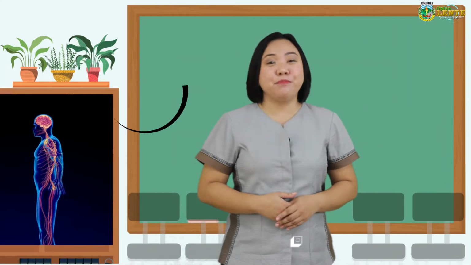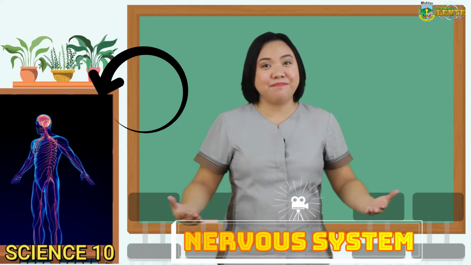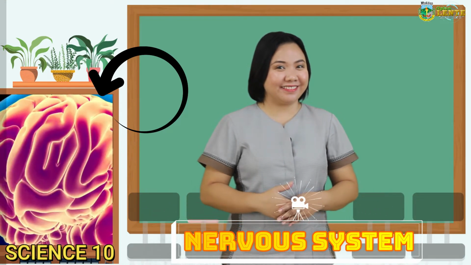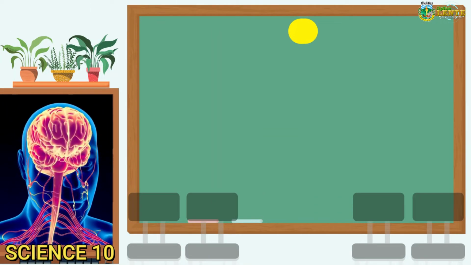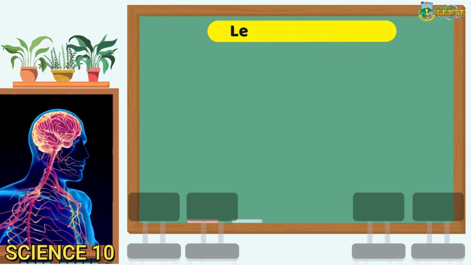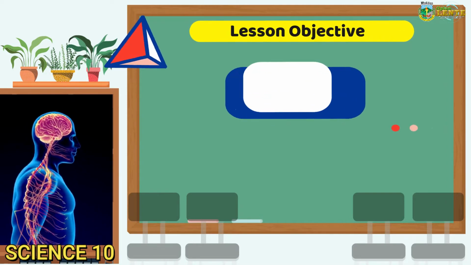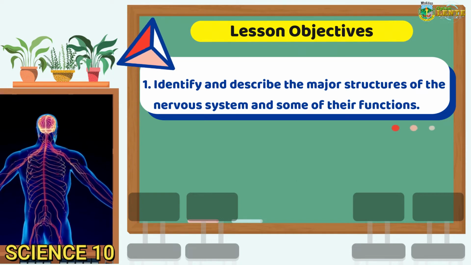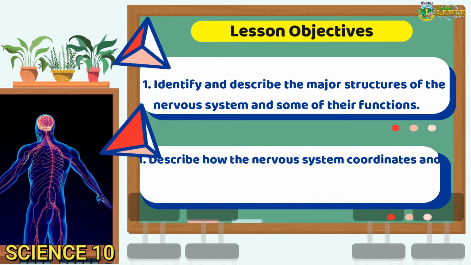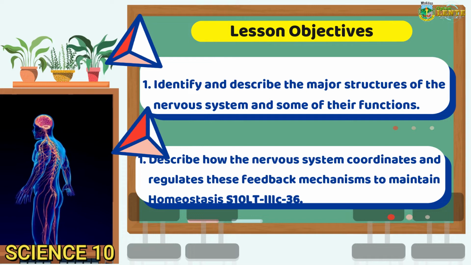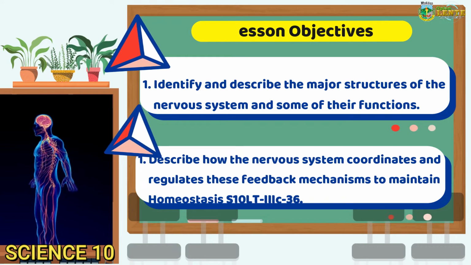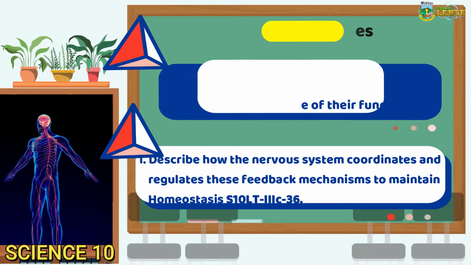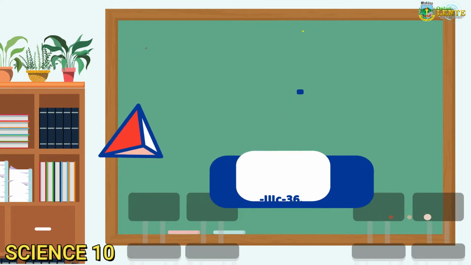Today, we will learn more about the nervous system and how it works. At the end of this lesson, you are expected to: 1. Identify and describe the major structures of the nervous system and some of their functions. 2. Describe how the nervous system coordinates and regulates these feedback mechanisms to maintain homeostasis.